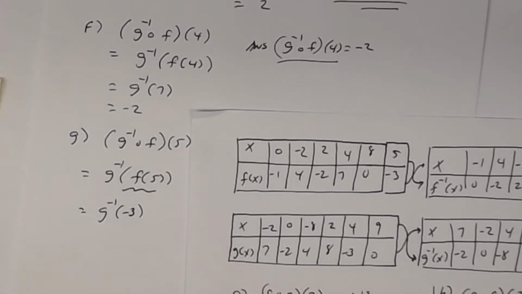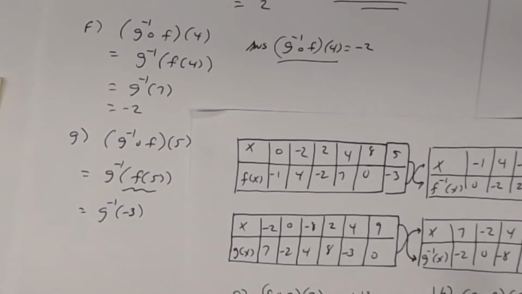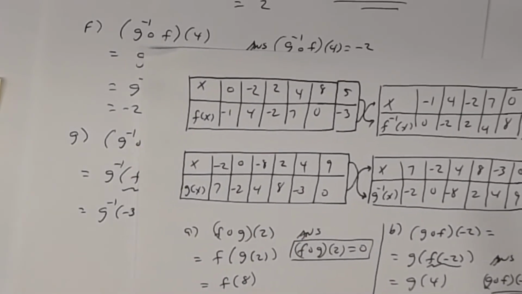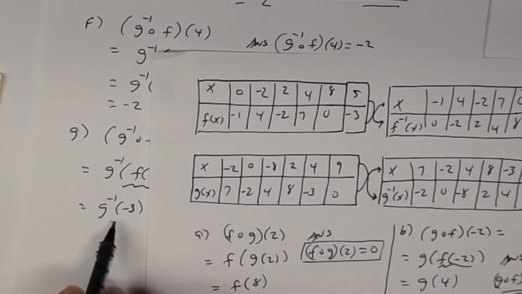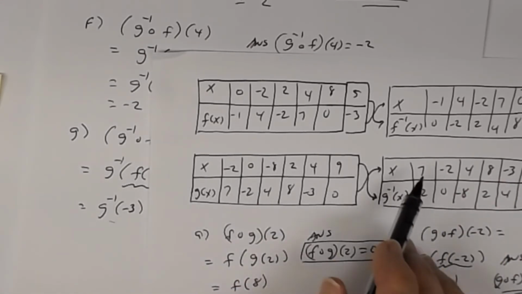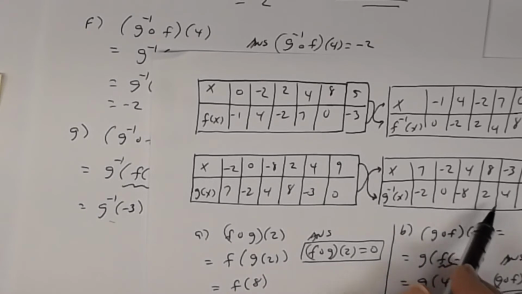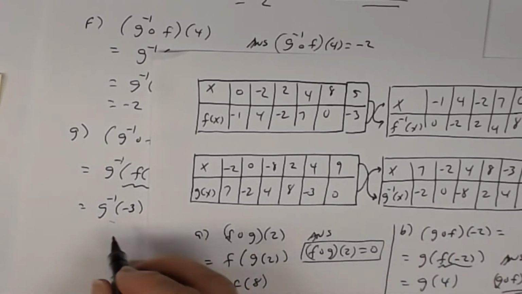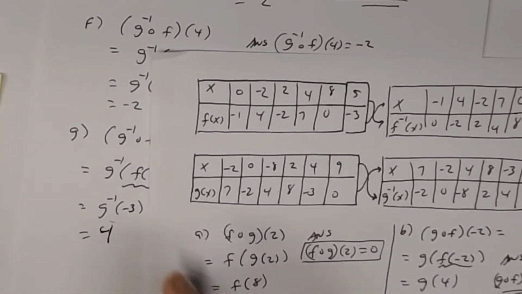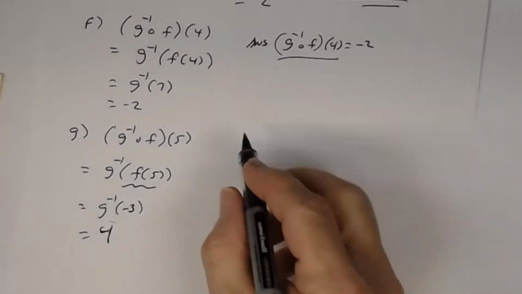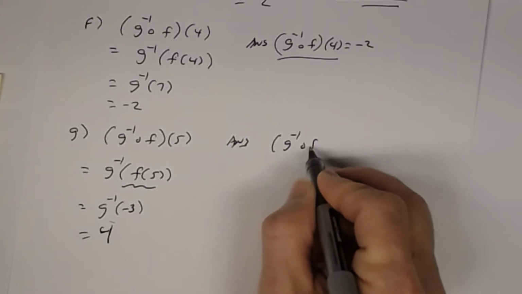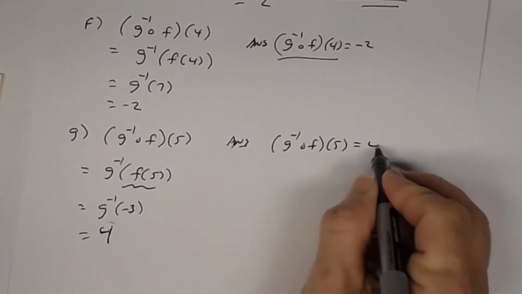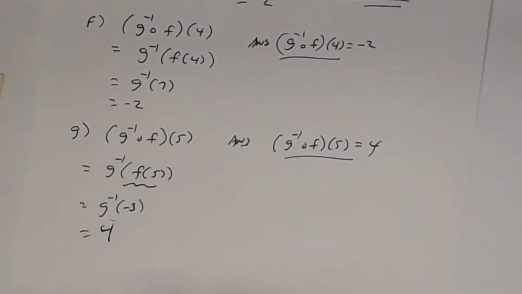And so g inverse of negative 3, I go here now. Let me see if I can move it over. You see right here? So when x is negative 3, my y value of the inverse is 4. So that's 4. And so therefore, your answer is g inverse composed with f at 5 equals 4. Okay? All right, so that was number 3, and that's all that is.